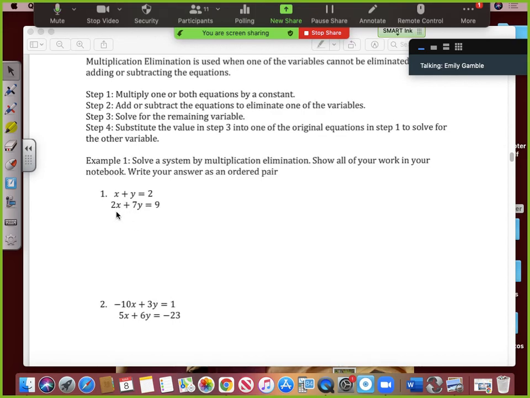If you're looking at these equations, if I were to add the x's straight down, 1x plus 2x is 3x. If I add the y's, 1y plus 7y is 8y. Neither one of the variables right now would actually cancel out. So what we will have to do tomorrow is add another step to the process, which means we would have to multiply before we could actually solve. But that's tomorrow's lesson.